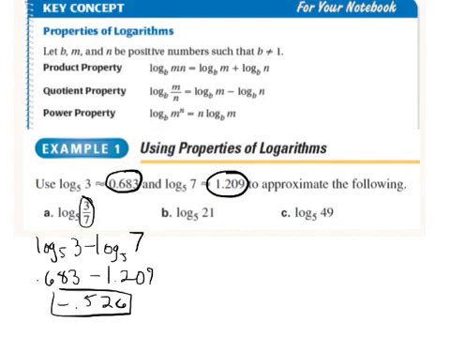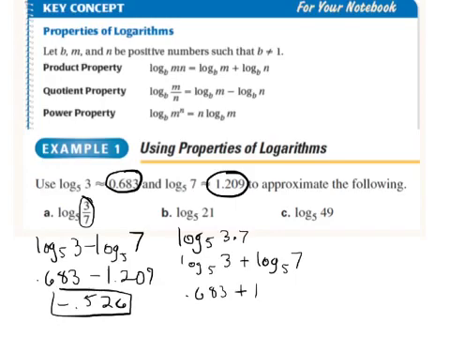Or here we have log base 5 of 21. Well, what you need to see is that 21 is the same as 3 times 7. So then I can say, well, that's log base 5 of 3 plus log base 5 of 7. And then I get to say 0.683 plus 1.209. And that comes out to 1.892.